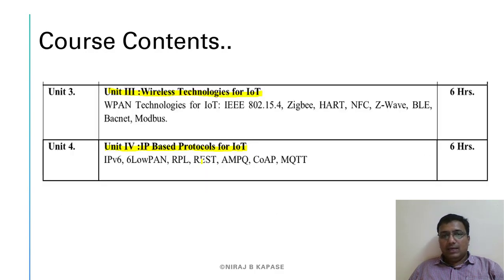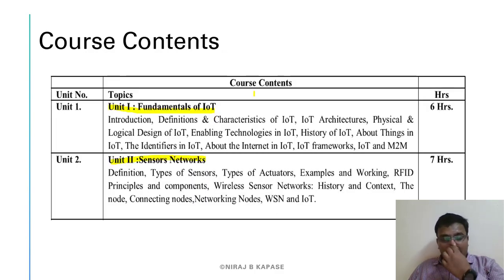So we will see in detail what the contents of unit 1 are. Unit 1 is fundamentals of IoT. In this we are going to learn the introduction to IoT. Then there are different standard definitions available for IoT, and we are going to learn those particular definitions. Then characteristics of IoT. Then different architectures of IoT, how IoT is composed and all. So there are different physical and logical layer designs for IoT, and enabling technologies in IoT.